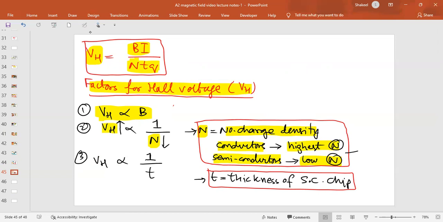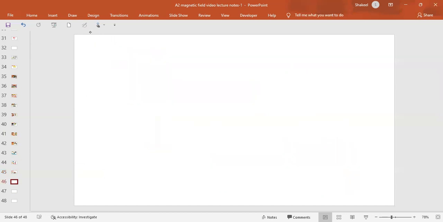This is an important past paper question as well. They'll ask you why we choose a semiconductor chip instead of a conductor chip in the Hall probe. So we'll say that in the semiconductor, the charge carriers are fewer as compared to a conductor. That's why the Hall voltage value would be higher, and we can easily measure that. The last thing is the thickness of the strip. If you use a thin strip, it will give you more value of the Hall voltage.